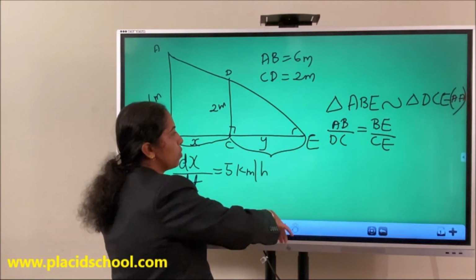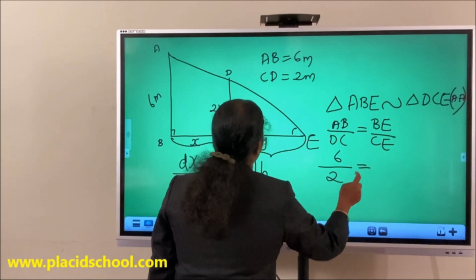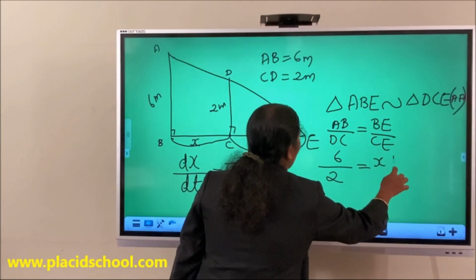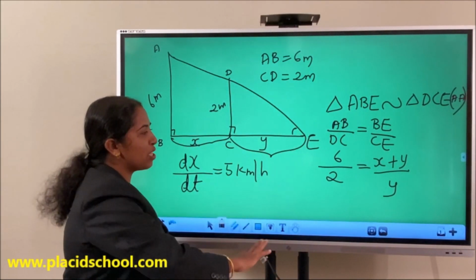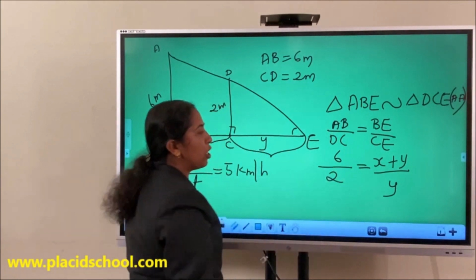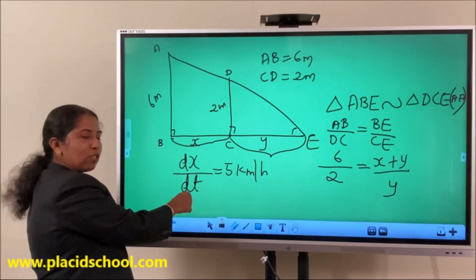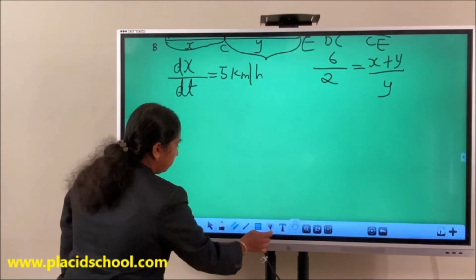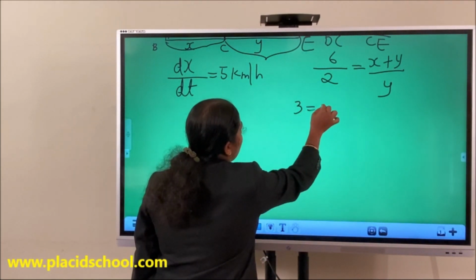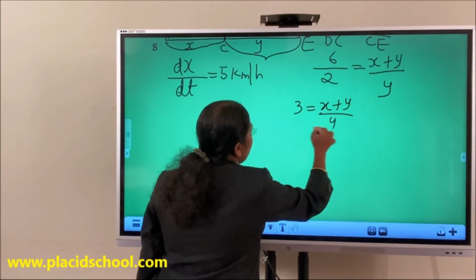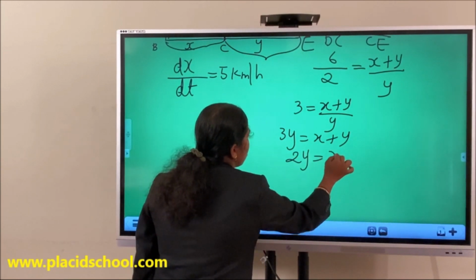Now, substituting for all those things, I will get 6 by 2 equal to BE, which is x plus y, by CE, which is y. So from the application of similar triangles, I have 6 by 2 equal to (x plus y) by y, and also it is given that the rate of change of x with respect to time is 5 km per hour. Now I have 3 equal to (x plus y) by y, 3y equal to x plus y, 2y equal to x.